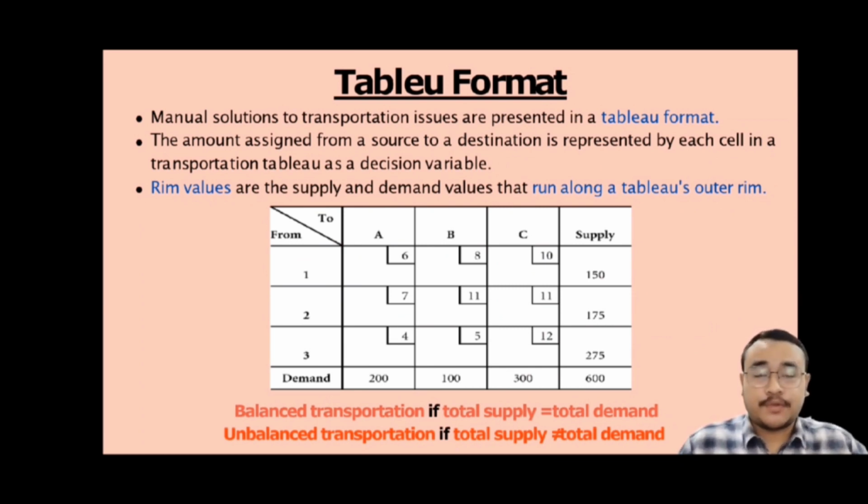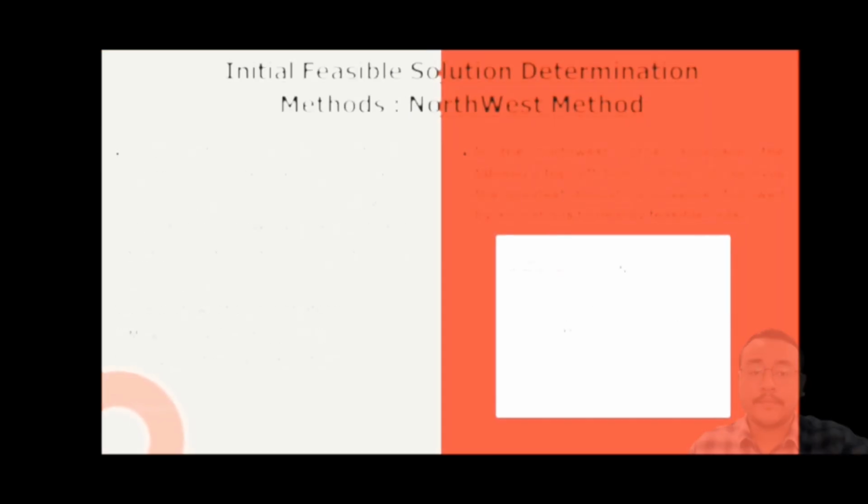Manual solutions to transportation issues are presented in tableau format. The amount assigned from a source to its destination is represented by each cell in a transportation tableau as a decision variable. Rim values are the supply and demand values that run along a tableau outer rim. If you want to see whether the transportation cost is balanced or unbalanced: when total supply equals total demand, it is balanced transportation cost. Meanwhile, it is unbalanced if total supply is not equal to total demand.